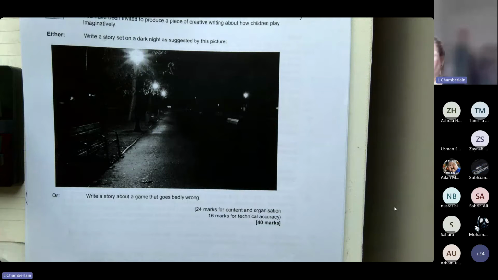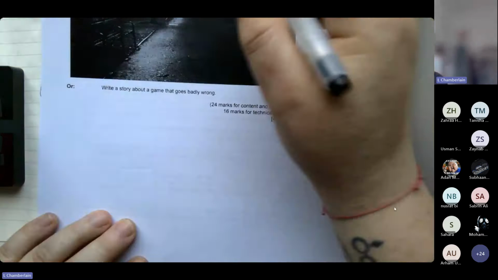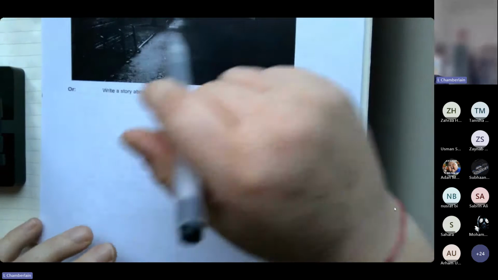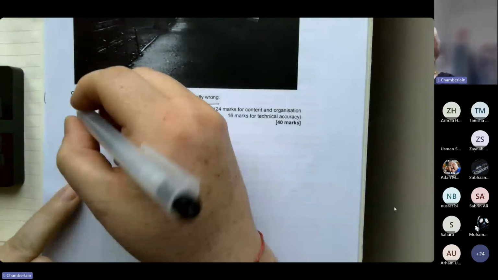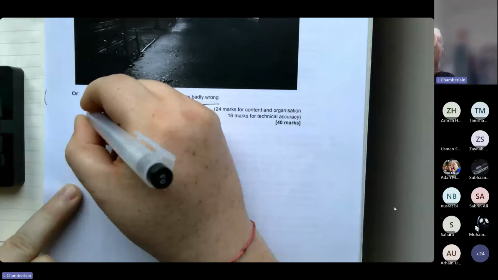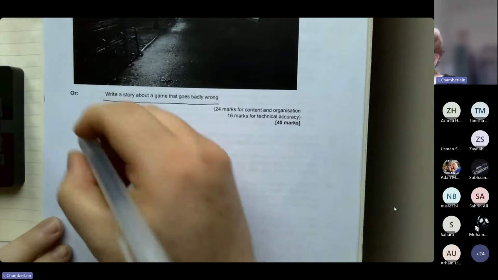So if you're writing a story, what you want to think about is what's going to happen. Now, we could either do write a story or write about a game that goes badly wrong. So let's assume that I'm going to take that idea. Key things to remember. Firstly, my story should take place in a period of time that is between 15 minutes and 1 hour in length.